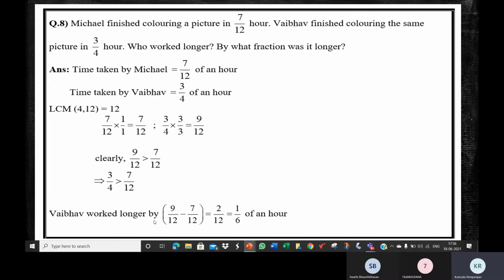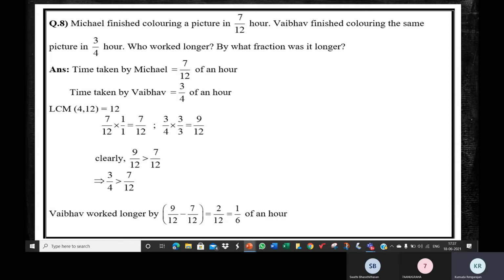Vaibhav worked longer. By how much? So you'll have to write Vaibhav's fraction first. So take 9 by 12. Don't write 3 by 4. 9 by 12 minus Michael's fraction, 7 by 12. So on subtracting, we get 2 by 12, which simplifies to 1 by 6. So 1/6 of an hour. Vaibhav worked longer by 1/6 of an hour.